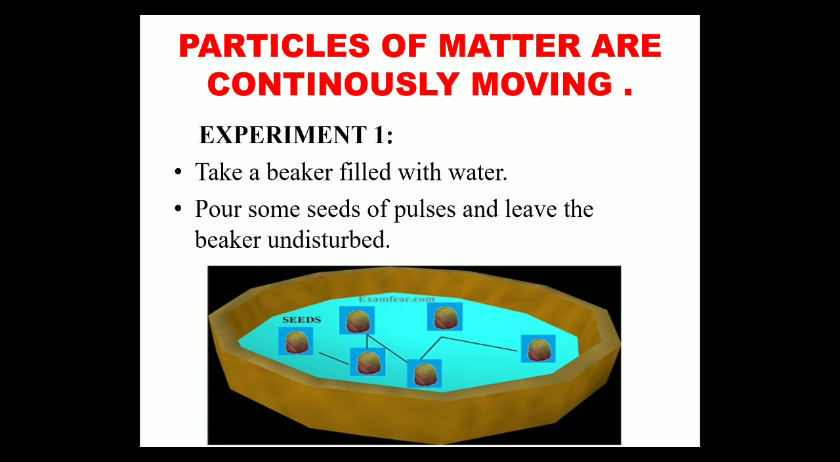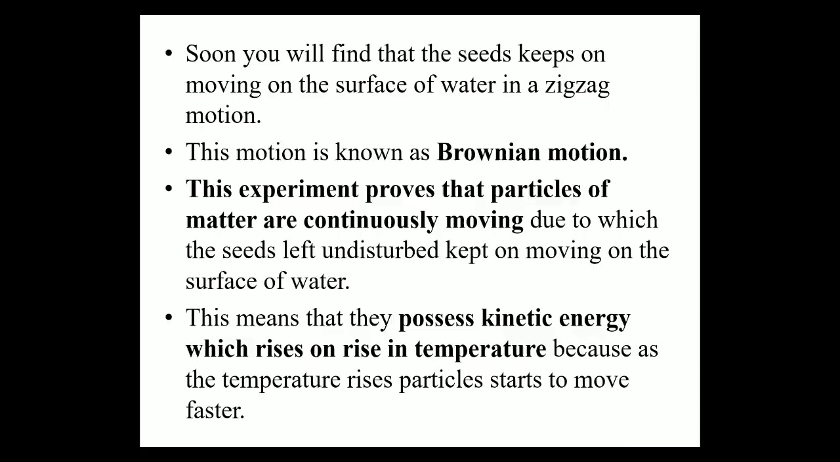What will you see after some time? You can observe that the seeds start moving in a zigzag motion. In a beaker containing water, the seeds will move like this in a zigzag motion. They will move all around the beaker, right? This motion, where the seeds keep moving in a zigzag motion, is called Brownian motion.